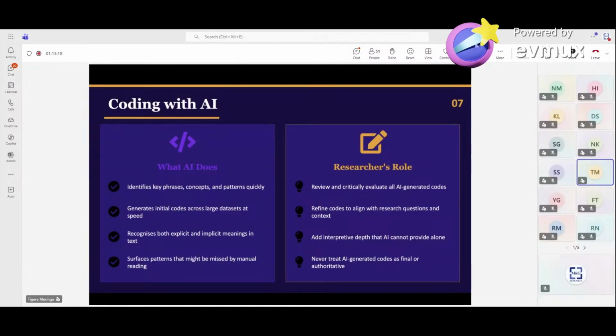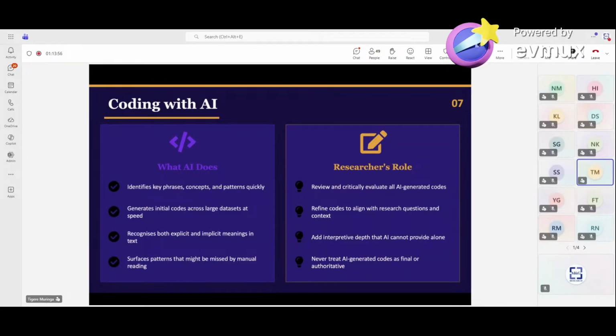Because you know the context, then add interpretive depth that AI cannot provide alone, and never treat AI generated codes as final or authoritative. So if you look at it, if you're a qualitative researcher, we're saying in the age of AI, or when we bring in AI tools, your role has actually shifted, right? From wanting to play the role of a research assistant who is supposed to generate themes and codes, you are now the curator of the data, right? Of the output that would otherwise have emerged.